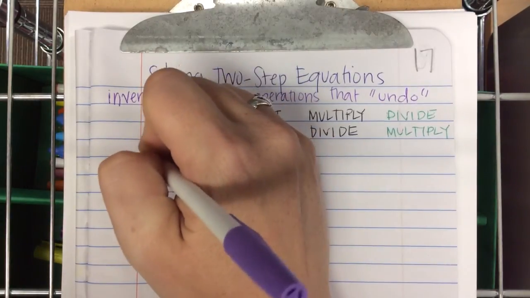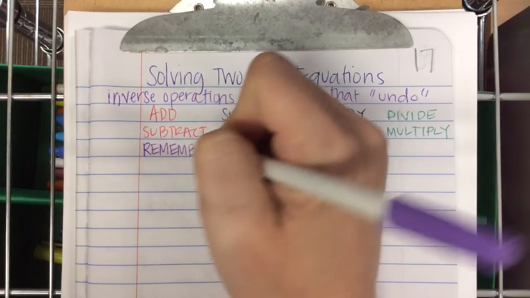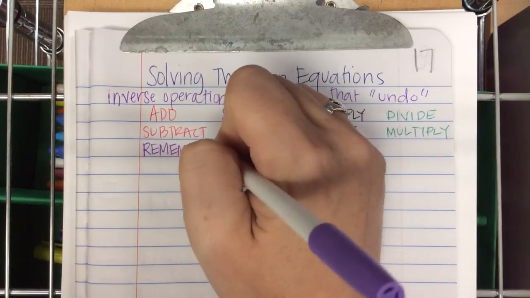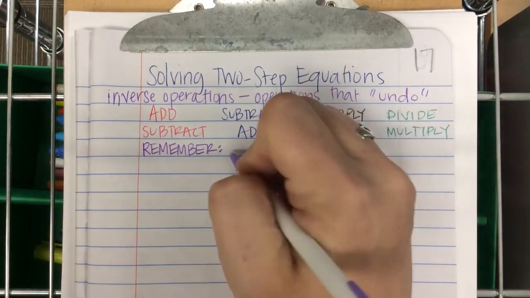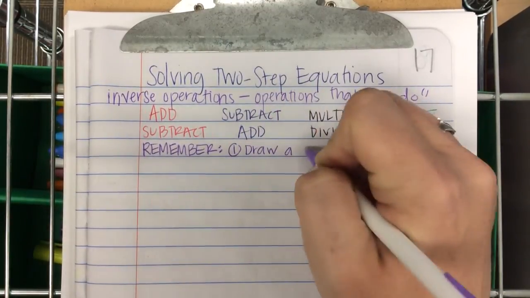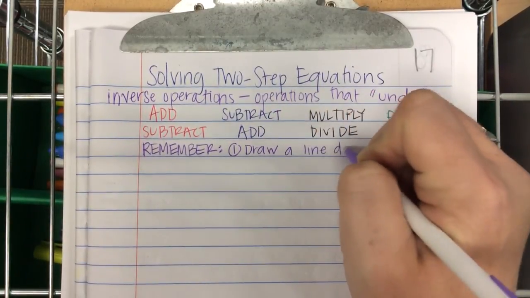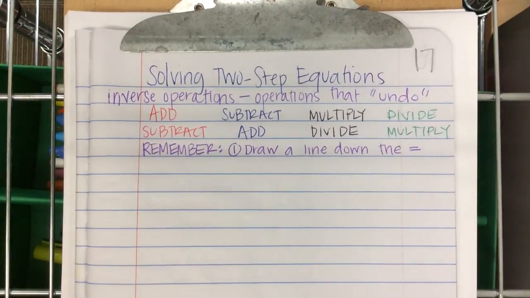Ladies and gentlemen, please remember to do these following things, just what we did yesterday. Number 1, draw a line down the equal sign.